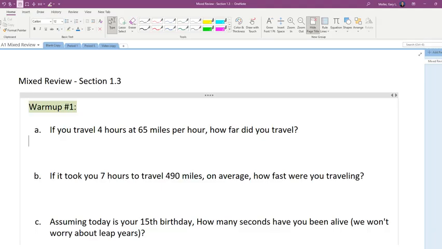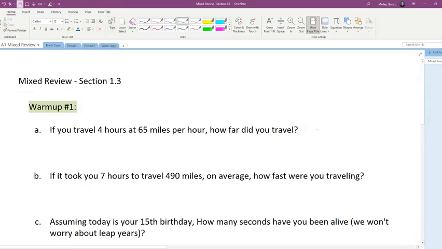The first up, we have some warm-ups. If you travel 4 hours at 65 miles per hour, how far did you go? So again, at this point, I'm pretty sure we're familiar with our distance equals rate times time relationship. And if I take a look at this and fill in what I know, it's asking for the distance. So I don't know my distance. It gives me a rate of 65 miles per hour.